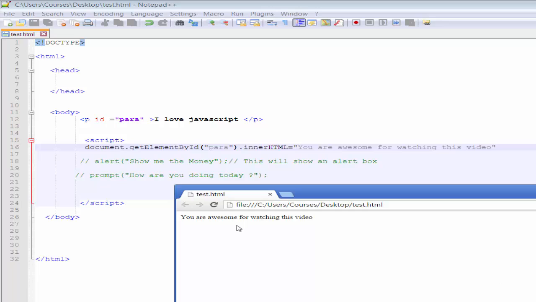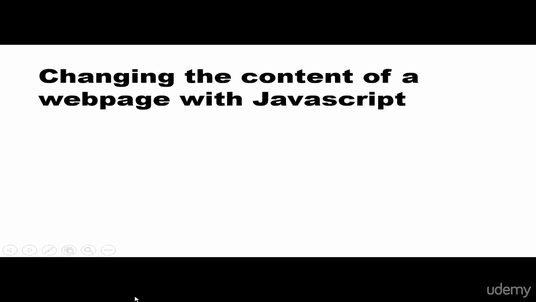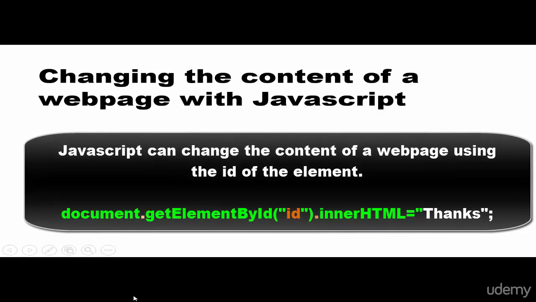So this is how you use JavaScript to change the content of an HTML document or a web page. You do that using the ID of the element you want to change. In this video, I gave you an example of how to use JavaScript to change the content of a web page using the document.getElementById JavaScript keyword. So this is how you would change the content of a web page, but you will need to have the ID for JavaScript to be able to change that.